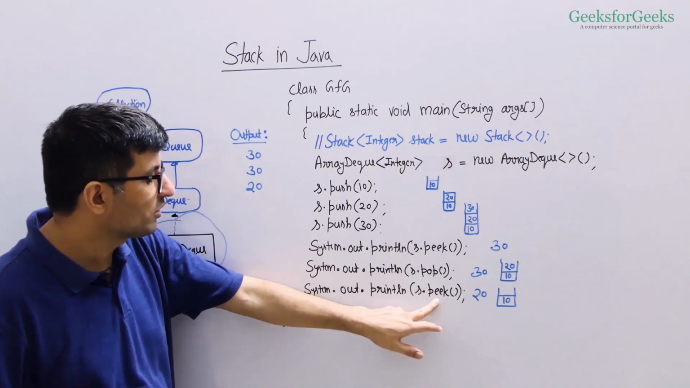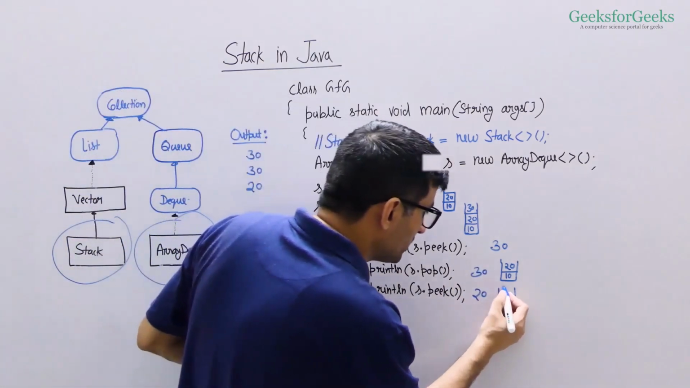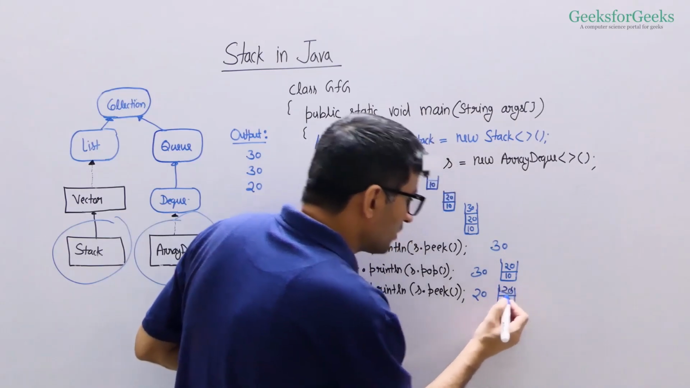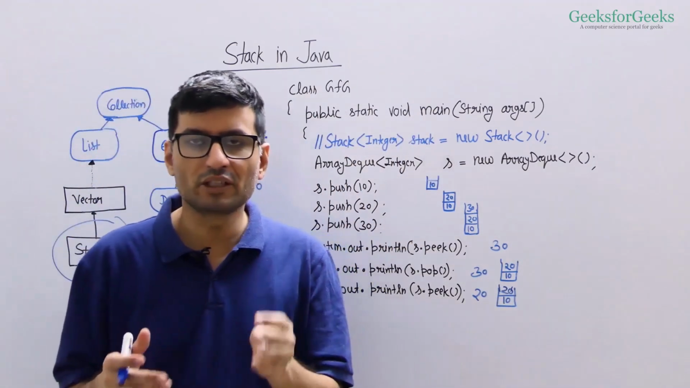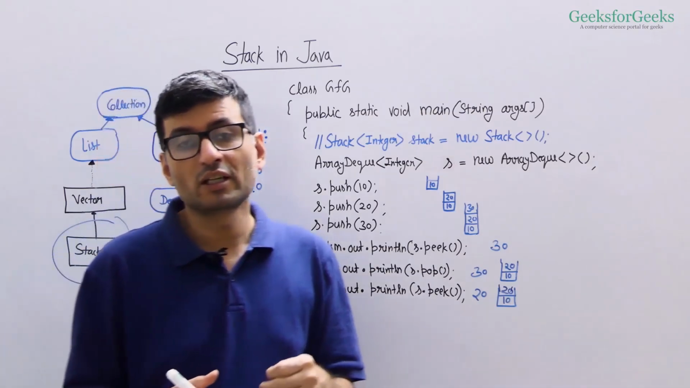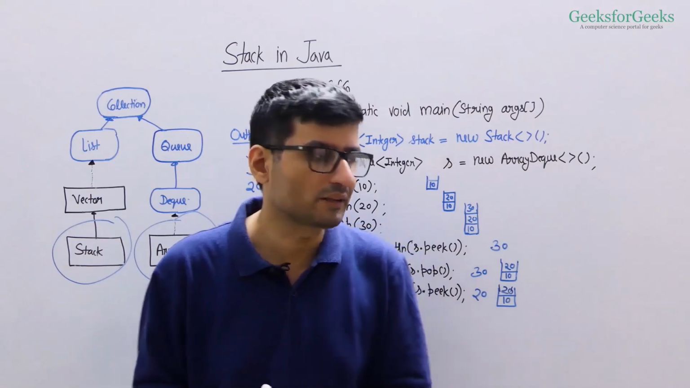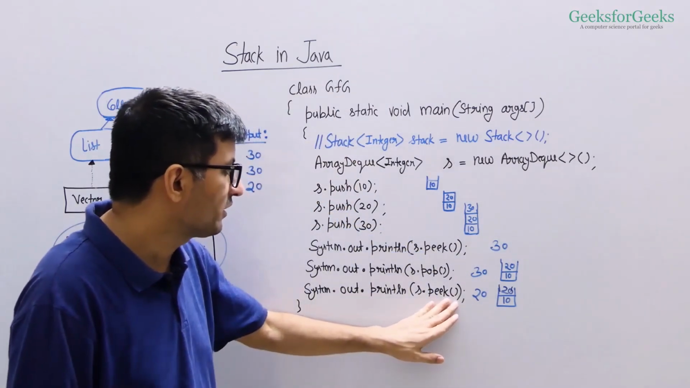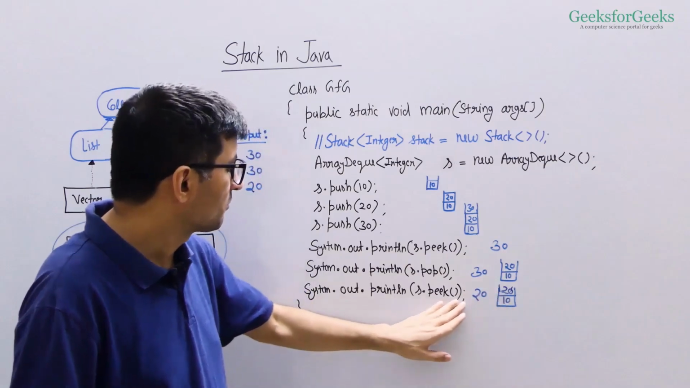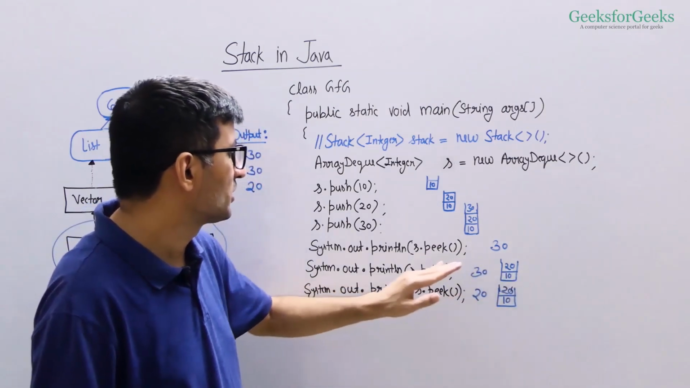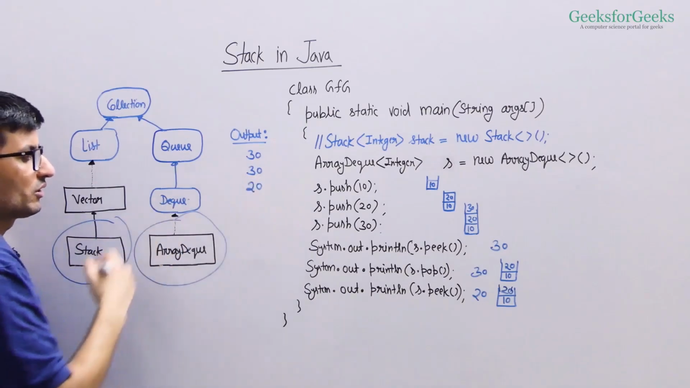Now 30 is gone. So we do peek again. Now when we peek, we get 20. Please note that 20 is not removed. The peek function does not remove the top item. It simply gives you the top item. And the pop function gives you the top item and also removes the top item. So we are calling peek again here. We are going to get 20 this time, because 20 is the new top. 30 has been removed by this pop. So our output is 30, 30, 20 for this program.